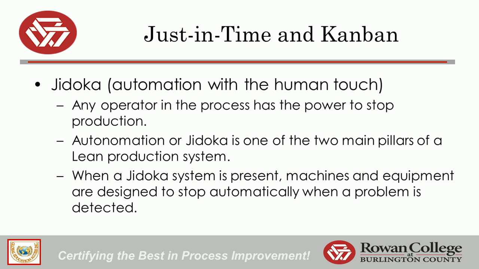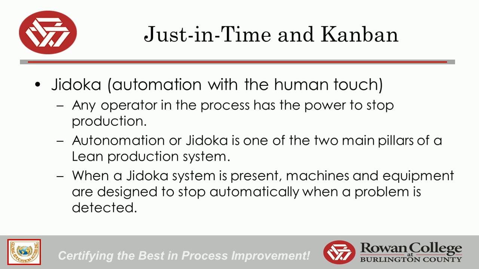Jidoka is a word that really means automation with the human touch. Anytime we automate, we're really just trying to help people in creating and adding value. So anyone operating the process has the power to stop production. That's one of the most fundamental and basic of all lean processing. Automation, or Jidoka, is one of the two main pillars of the lean production system.